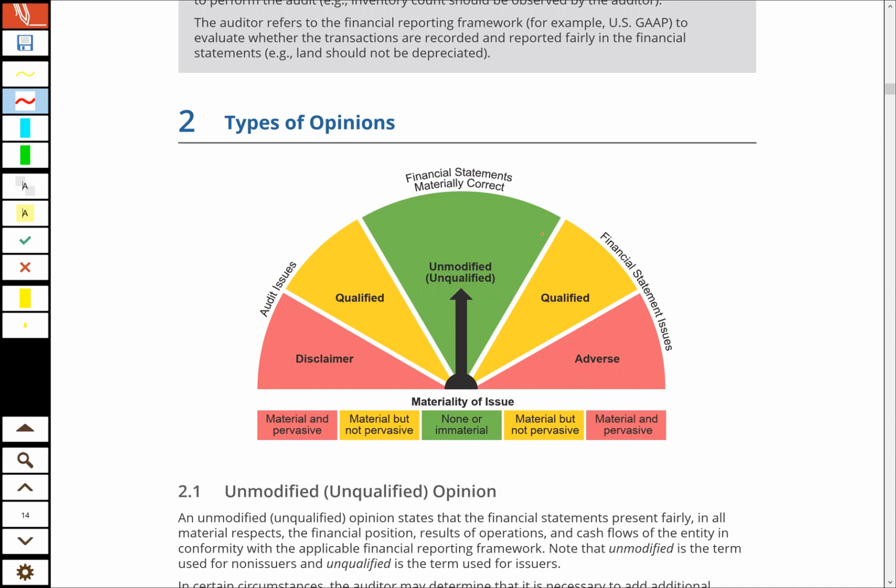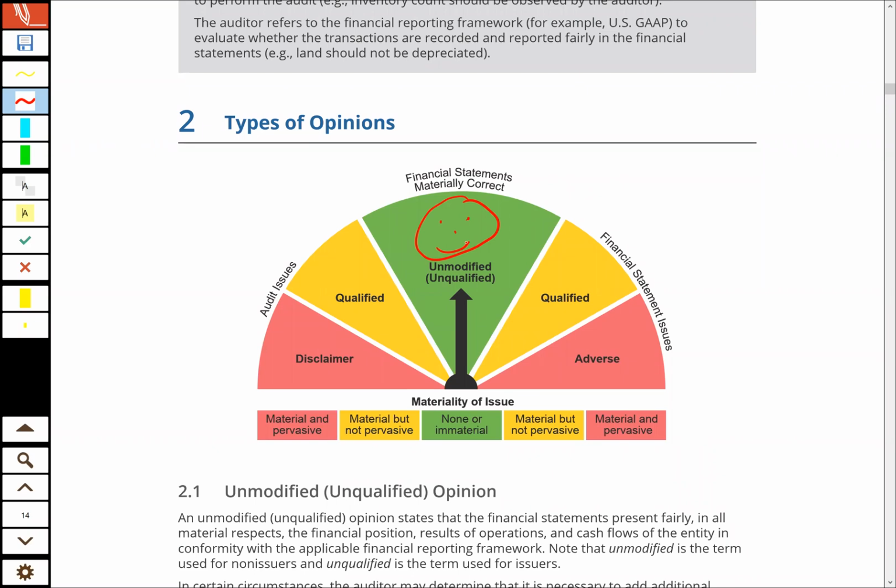Green is good, red is bad, yellow is caution. I'm going to do it a little differently, and I'm going to use some faces here, okay? These faces represent the emotion of the auditor. So that's the auditor right there. And the auditor is what?